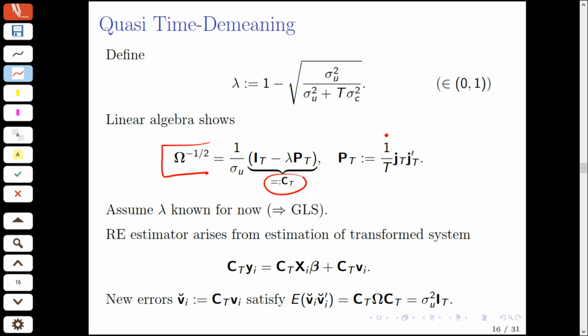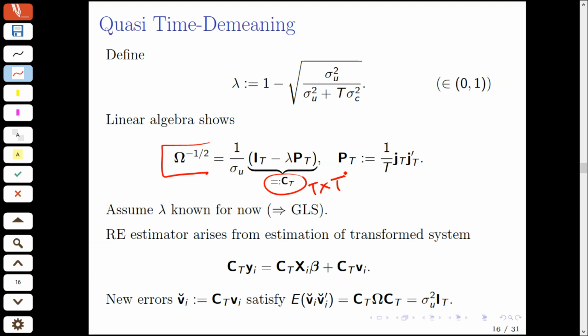Here the factor of proportionality is 1 over the standard deviation of the idiosyncratic error. Now suppose for the moment that lambda is known to us, such that we may calculate omega as well as this matrix CT. That is, we could actually do generalized least squares. Then the random effects estimator can be shown to arise from estimation of the following transformed system, where I've multiplied our previous equation system consisting of T equations with this T by T matrix CT.